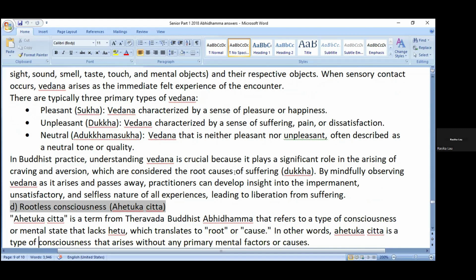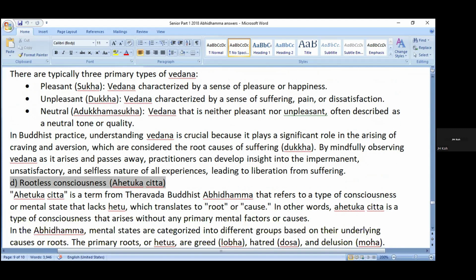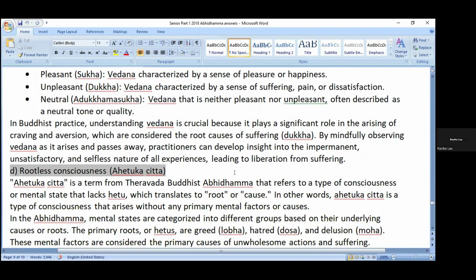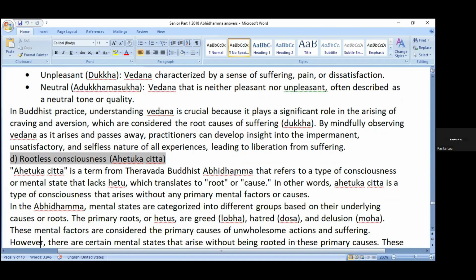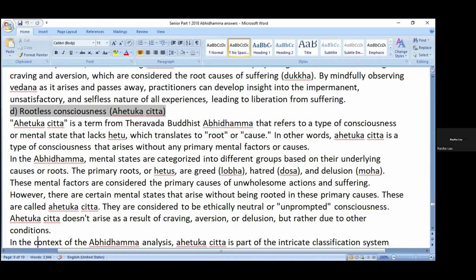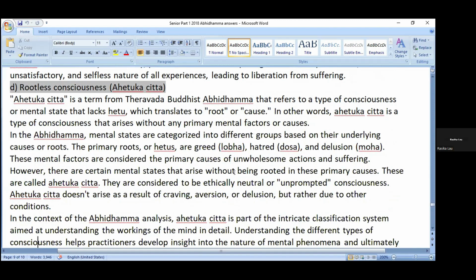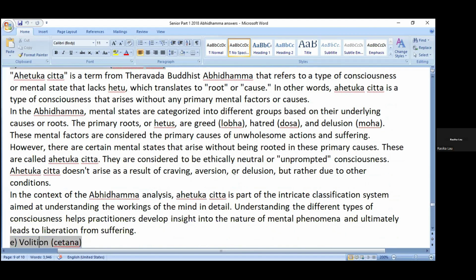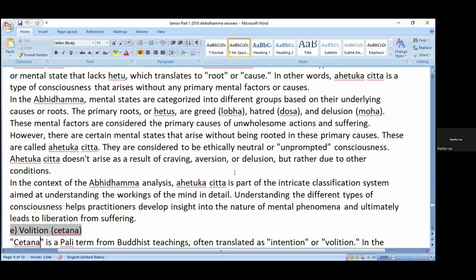Okay, it's a type of consciousness without any primary mental factor or causes. Yeah, roots, lack of roots. Okay. So you don't have all these primary causes like greed, hatred, delusion. These mental factors are considered the primary cause of unwholesome action. It aims at understanding the mind in detail. Understanding different types of consciousness helps us. Something like that around this line should be sufficient.